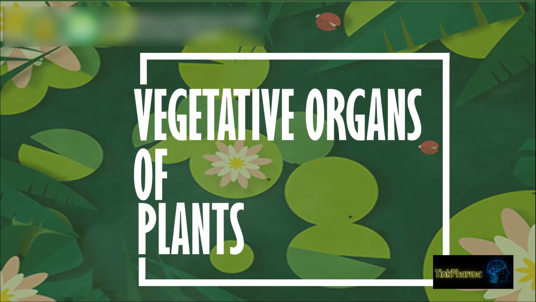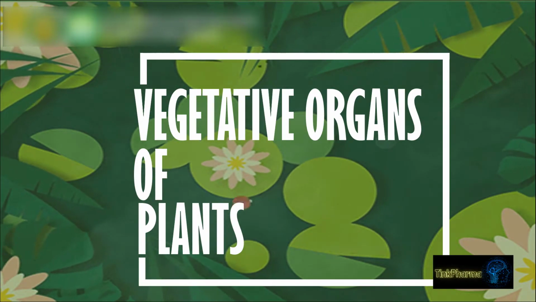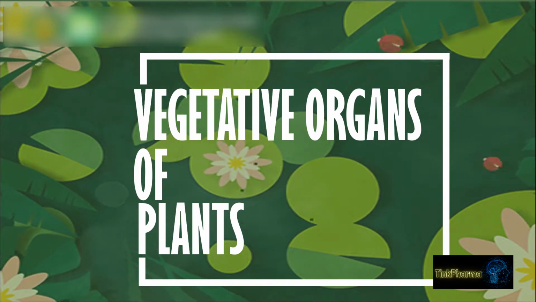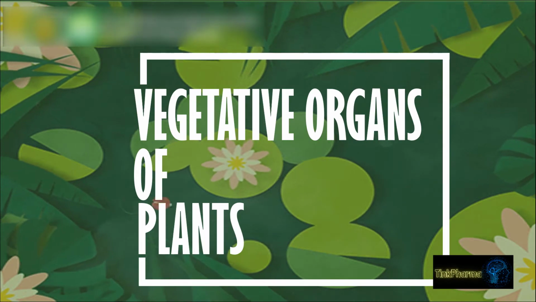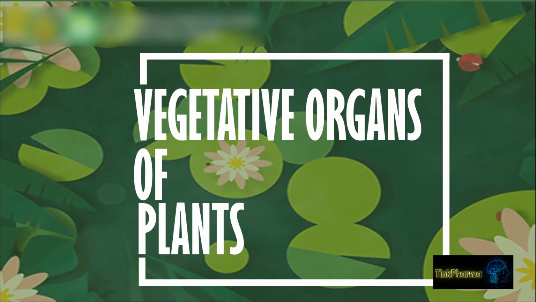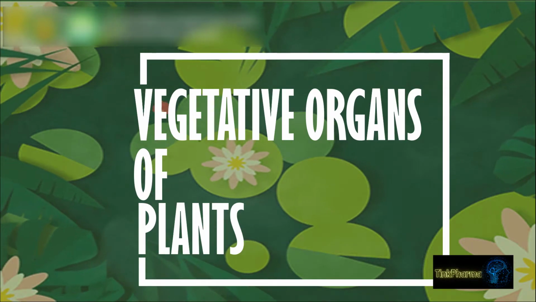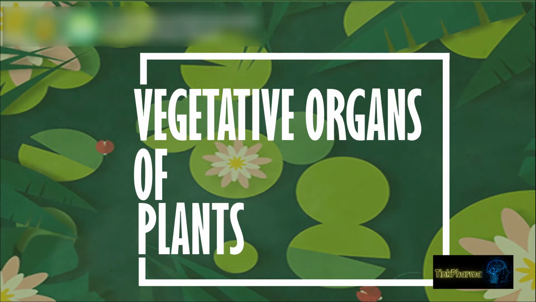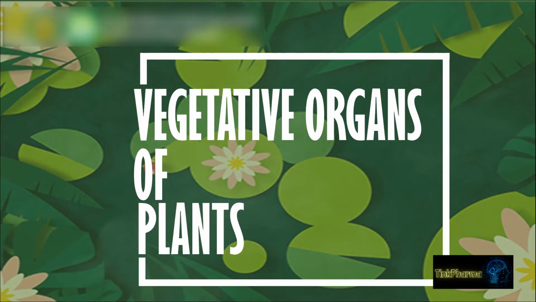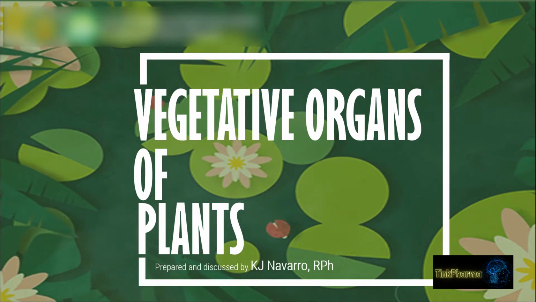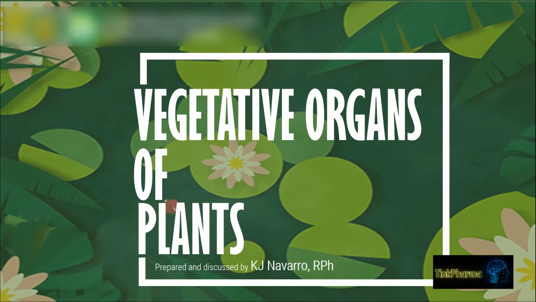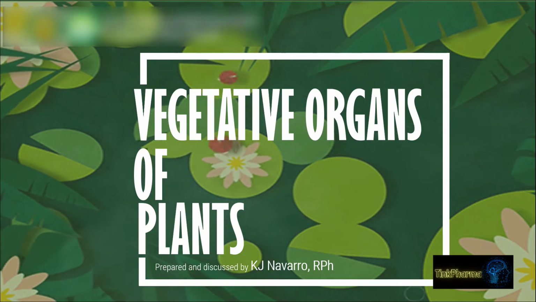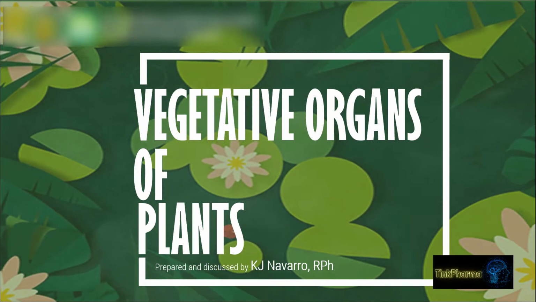Vascular plants have two distinct organ systems, a shoot system and a root system. The shoot system consists of two portions, the vegetative parts of the plants and the reproductive parts of the plants. My name is KJ Navarro, and in this pre-lab discussion and exercise, we will focus on the vegetative organs of plants.